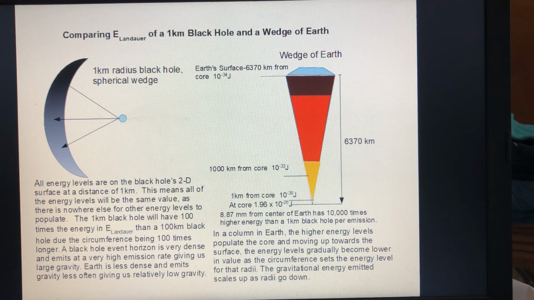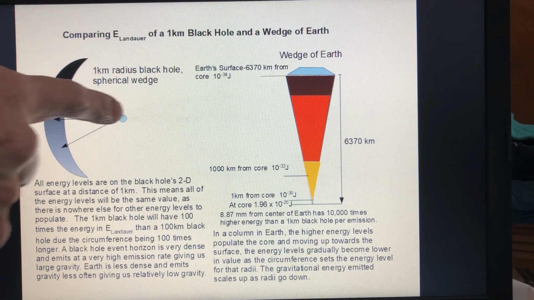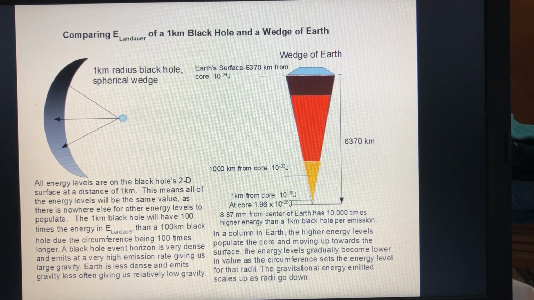So we're going to look at a piece of black hole, a wedge, and we're also going to look at a wedge from Earth. All energy levels are on the black hole's 2D surface at a distance of 1 kilometer. Everything is the same distance from the radius. This means all of the energy levels will be the same value, as there is nowhere else for other energy levels to populate. The 1 kilometer black hole will have 100 times the energy in E Landauer than a 100 kilometer black hole due to the circumference being 100 times longer.